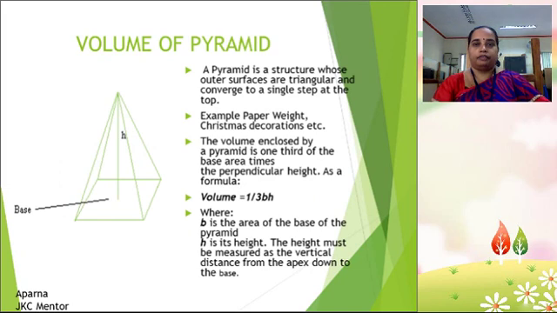Next is the volume of a pyramid. A pyramid is a structure whose outer surfaces are triangular and converge to a single point at the top. Examples of a pyramid are a paperweight and a Christmas decoration. The formula for the volume of a pyramid is 1 by 3 bh, where b is the area of the base of the pyramid and h is its height. Here the height must be measured as the vertical distance from the apex down to the base.